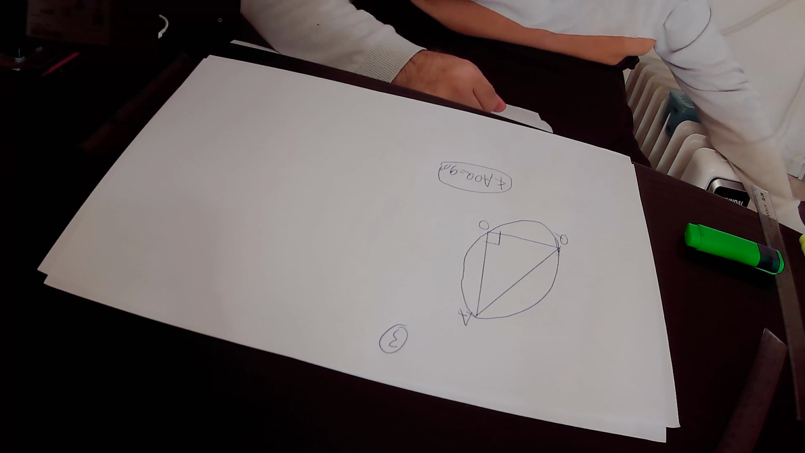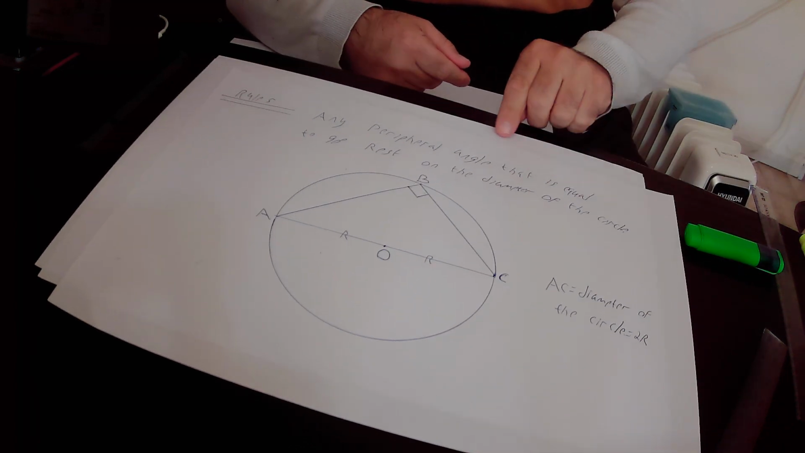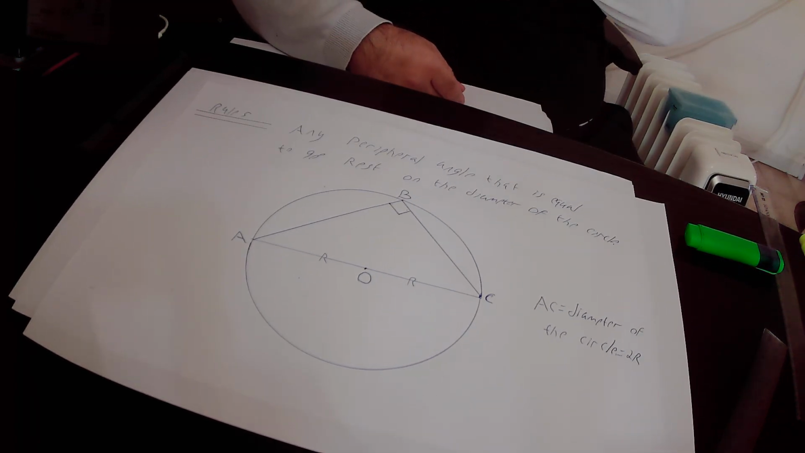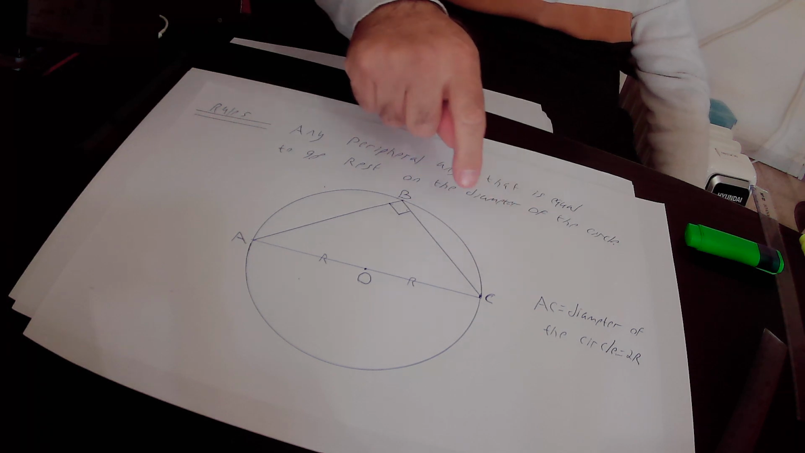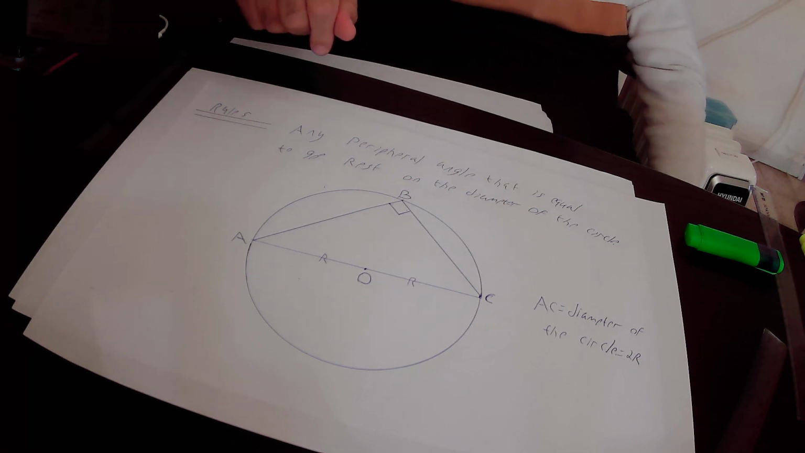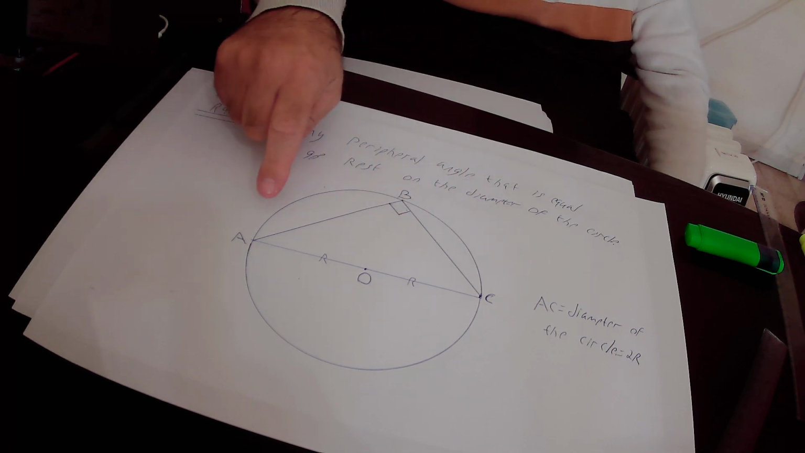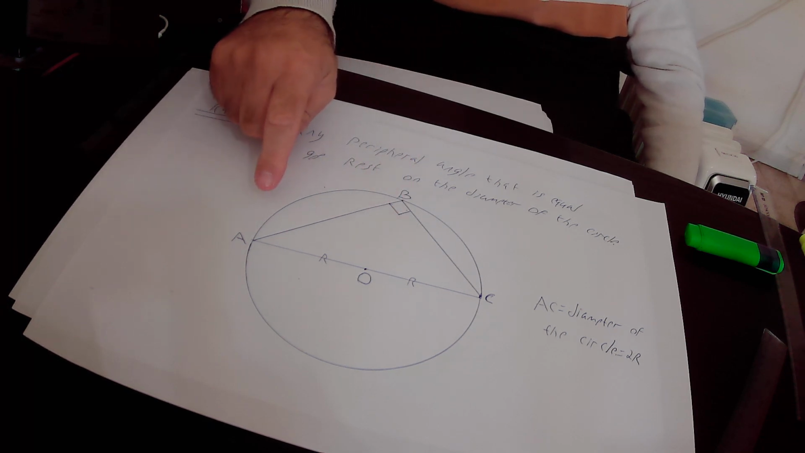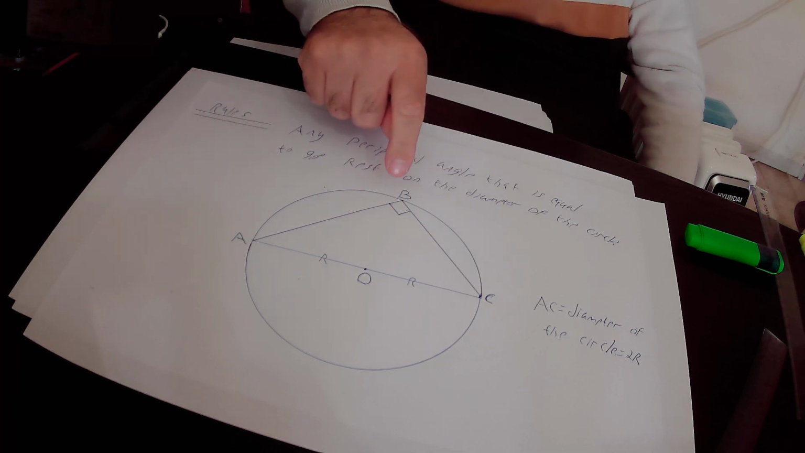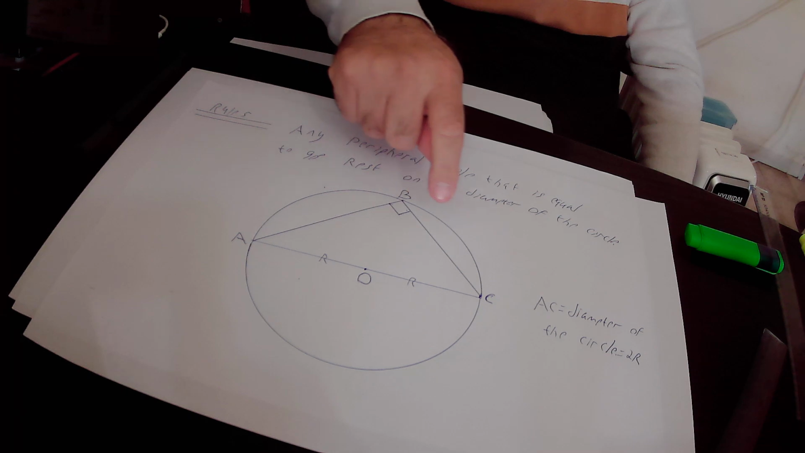Again, according to rule number 5, any peripheral angle that is equal to 90 degrees rests on the diameter of the circle. Here, peripheral angle ABC equals 90 degrees, and therefore according to this rule, it must rest on the diameter of the circle. AC is the diameter of the circle, point O is the center of the circle. So you can see here that peripheral angle ABC equals 90 degrees, and therefore it rests on chord AC, that is the diameter of the circle.